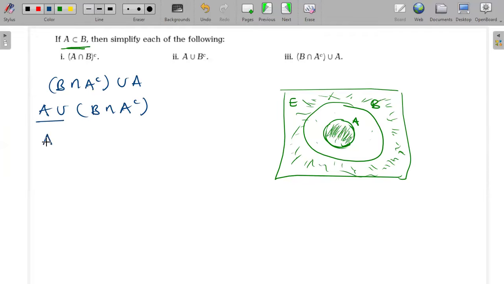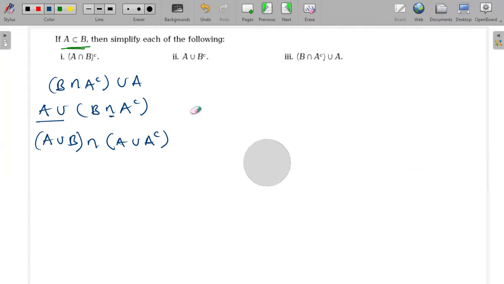So you can distribute this A union across this set. You have A union B like that, and then in between there you have intersection, and then you have A union B complement there. So let us see how that is going to look graphically.